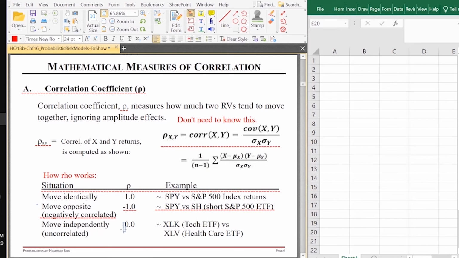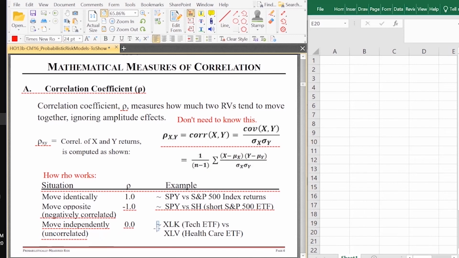And another important possibility for our correlation coefficient is 0. Remember, the range goes from +1 to -1, so it's going to pass through 0. So 0 is important, and 0 means that the two assets, the two stocks, the two ETFs we're looking at, move independently. And in that case, we say they are not correlated or they're uncorrelated.